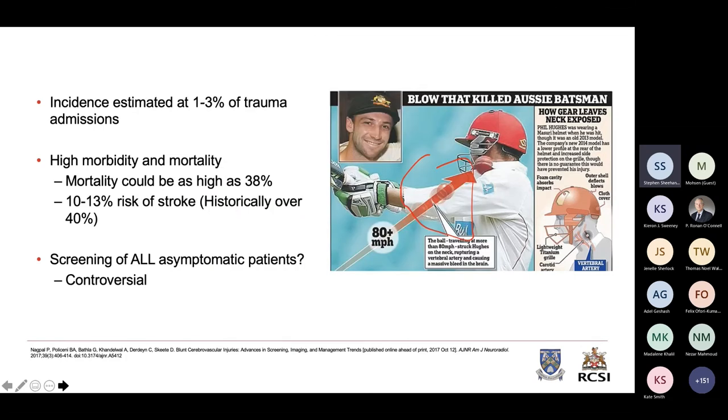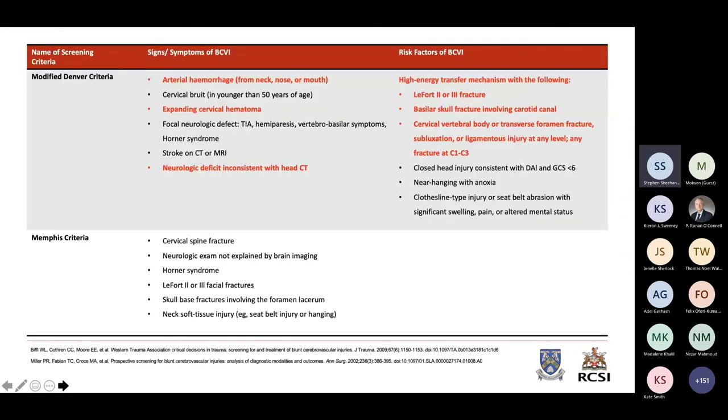The jury is still out as to whether every trauma patient should have vascular imaging to rule out cerebral vascular injury. Studies haven't shown any cost effectiveness so far. But there are some screening criteria. In summary, the most widely used is the Denver criteria.